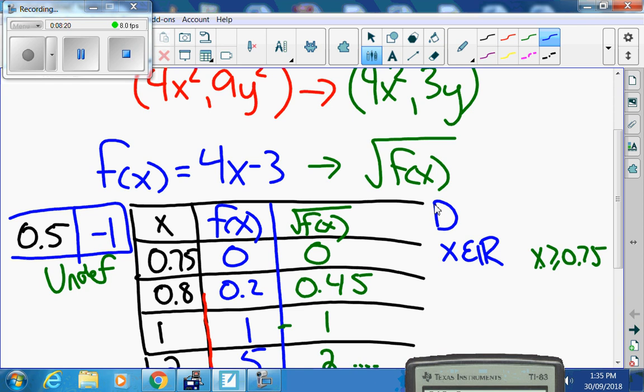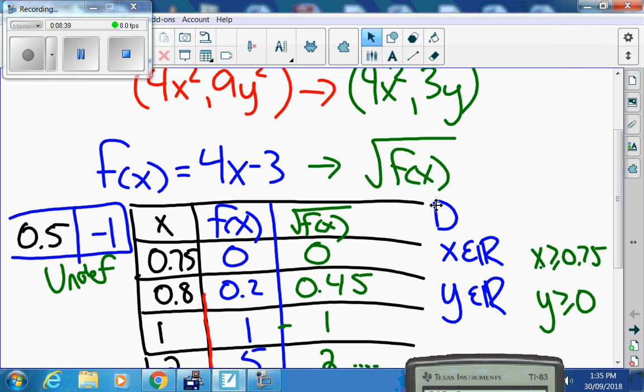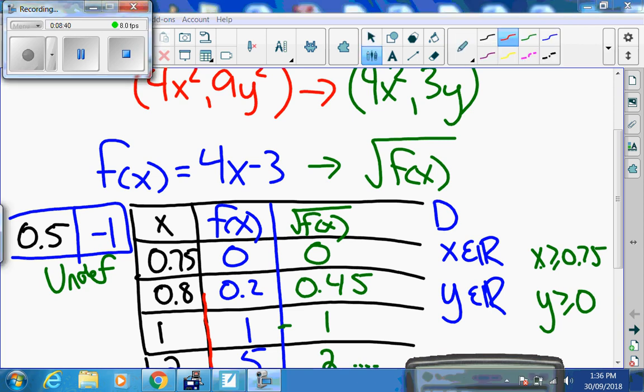All right, now if we do the range, it is y is an element of the reals for this guy, but the range for my square root graph is again starting at 0. That's the point where it starts. All right, so that's where that is.